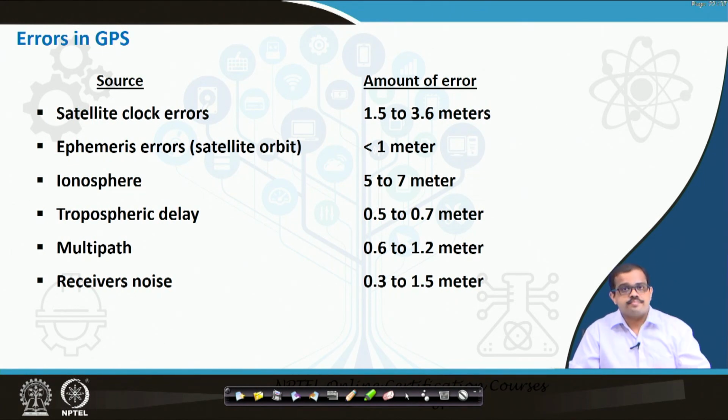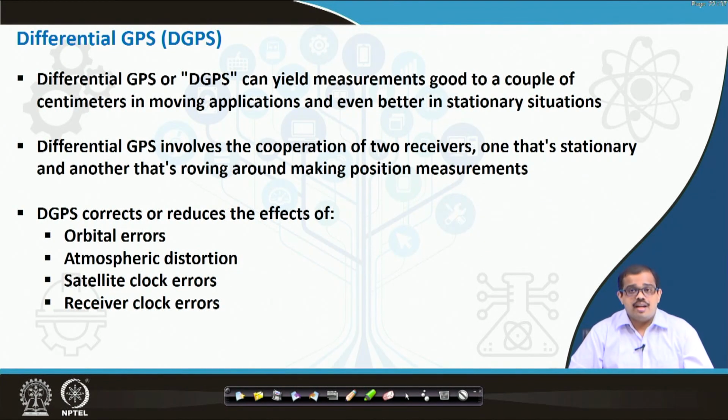So this is how the error is induced, and certain errors can be corrected in terms of the measurements that are done. The very important point where errors are minimized is DGPS, very well known as differential GPS. It can yield measurements good to a couple of centimeters, not even meters. We can say our data is accurate to 10 or 20 centimeters in moving applications, and even better in stationary applications, we can go up to 1 centimeter or even less than 1 centimeter error.